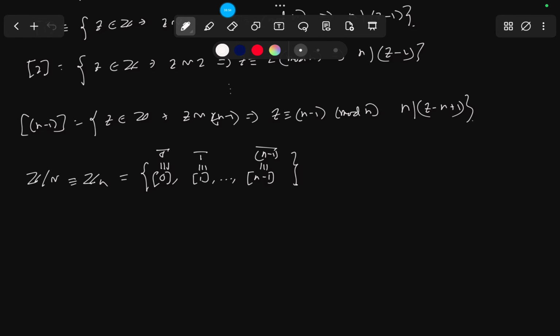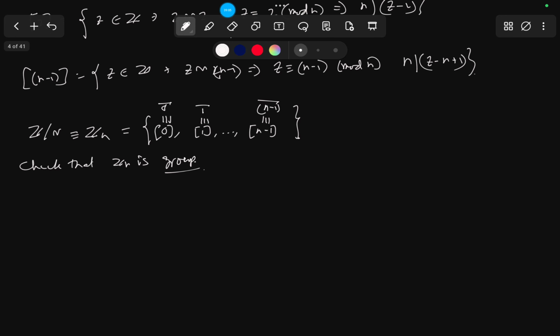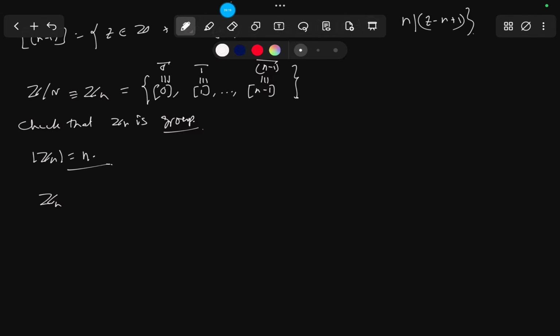And now you can check that Zn is a group. And what is the cardinality of Zn? It is basically n minus 1, right? Sorry, it is basically n, because it's starting from 0 to n minus 1, so it is n. So this Zn will be a group under modulo addition, right?